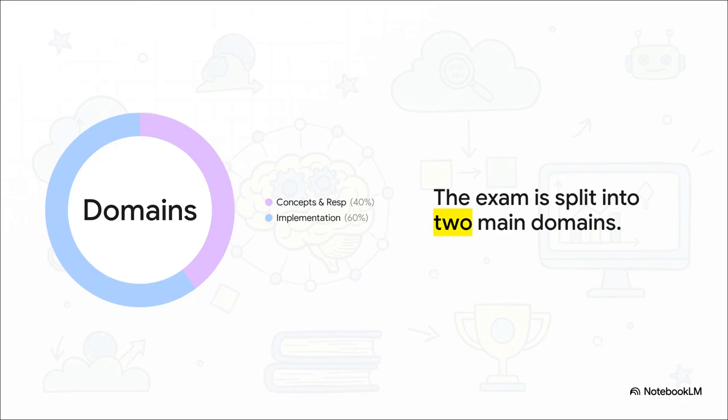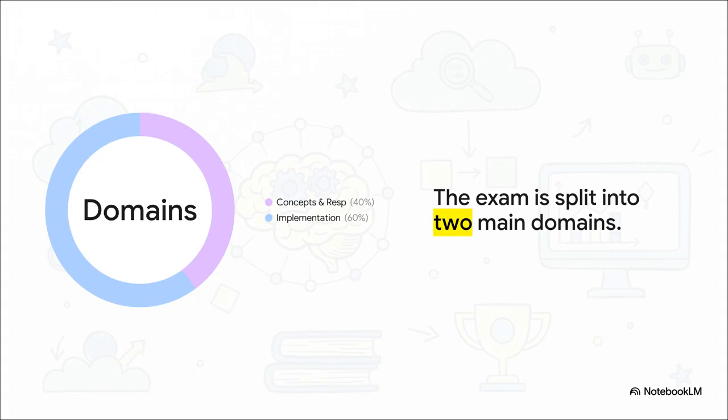The exam is split into two main domains. Domain 1 makes up about 40 to 45% of the test, and that covers AI concepts and responsibilities. This is where you'll be tested on responsible AI principles, things like fairness, reliability, privacy, transparency. You'll also need to wrap your head around generative AI, AI agents, and how to actually match the right AI workload to a specific scenario.